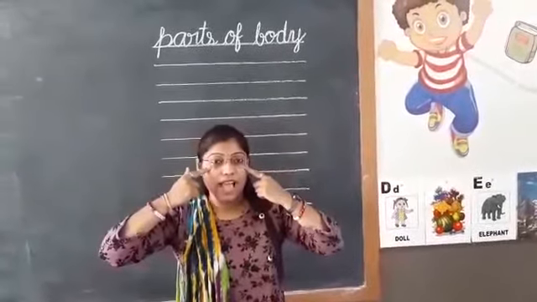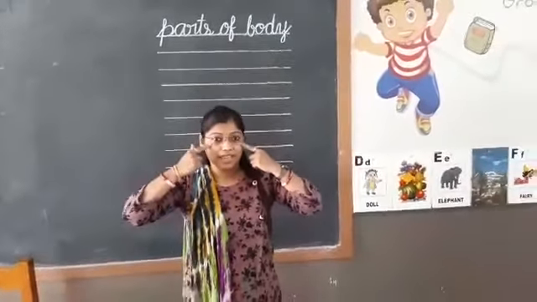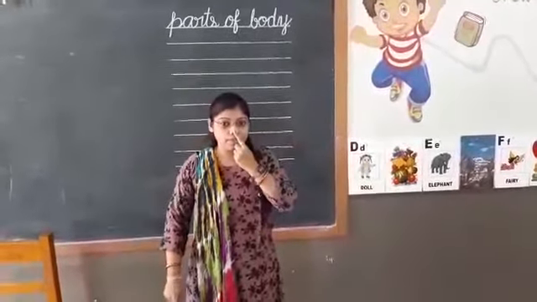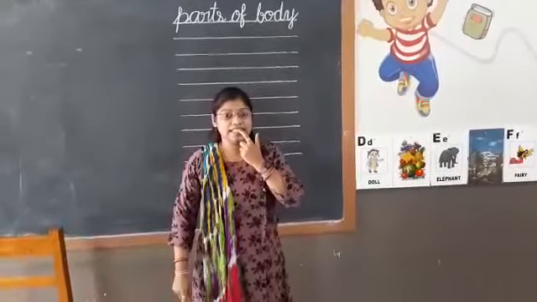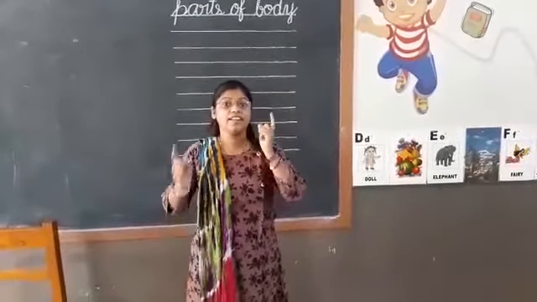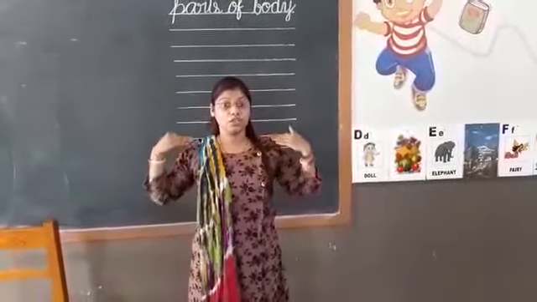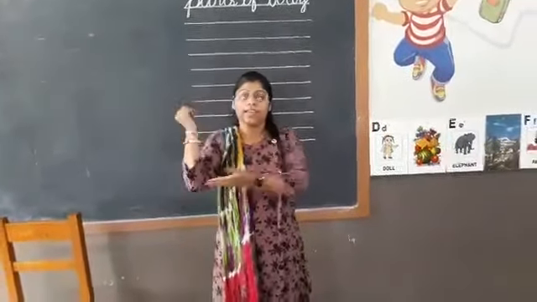Eye. How many eyes do you have, children? Two eyes. Ear. Nose. Mouth. Teeth. Tongue. Cheek. Chin. Shoulder. Elbow. Hand.